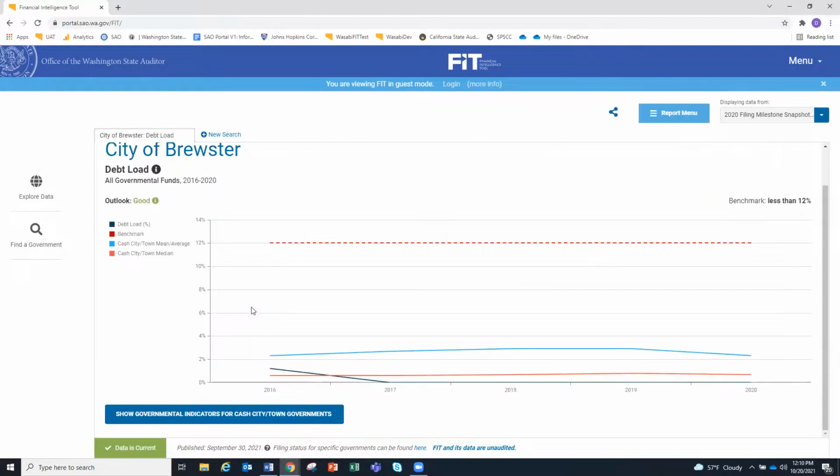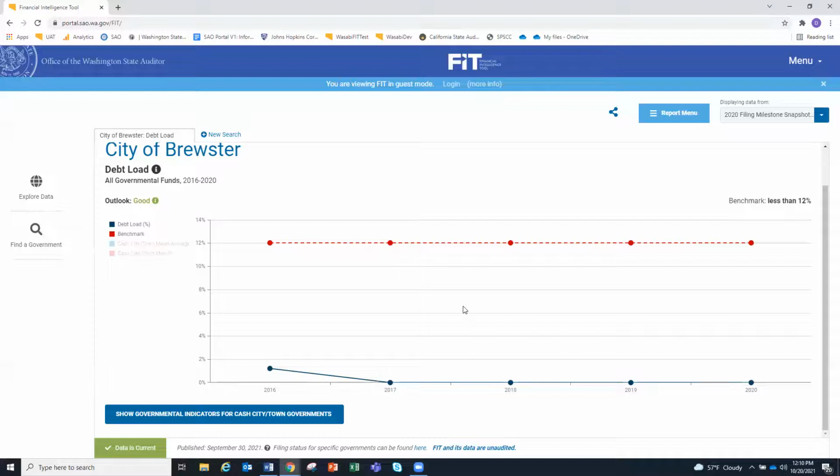So this again measures the benchmark is less than 12%. The city of Brewster is right down here because it looks like they don't have any governmental debt. The median and the mean.